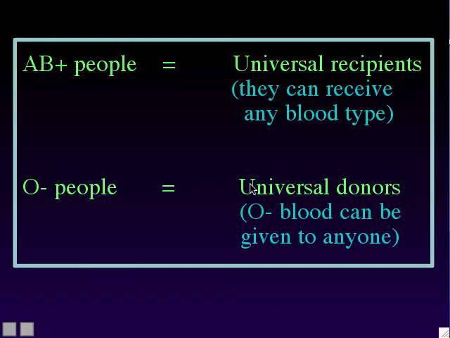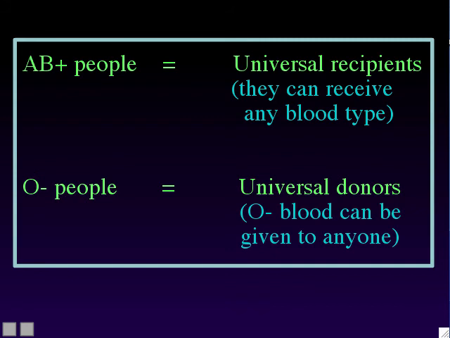And I tried to summarize that here, that for people who are AB positive blood type, we call these people universal recipients. They can receive any of the 8 blood types safely. AB positive people can. Oh, those lucky AB positive people.